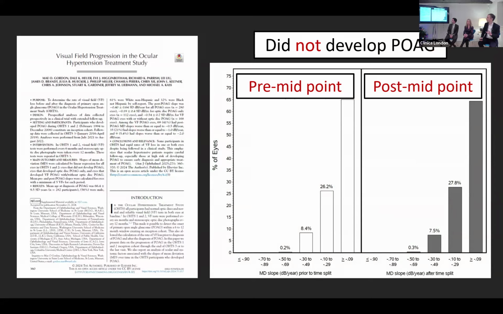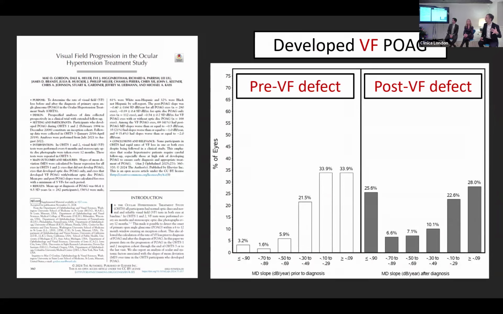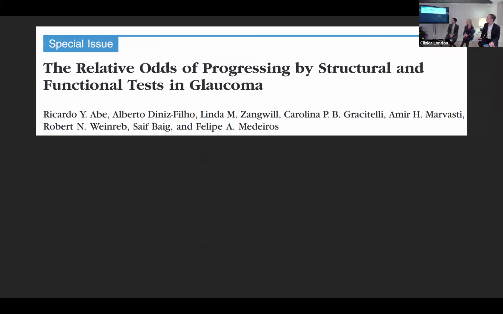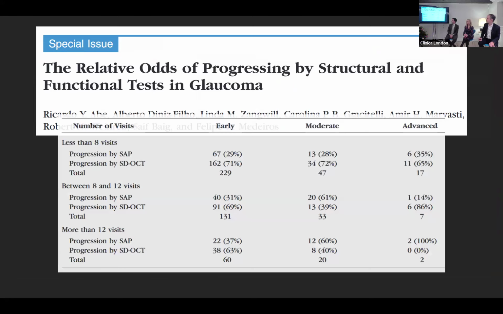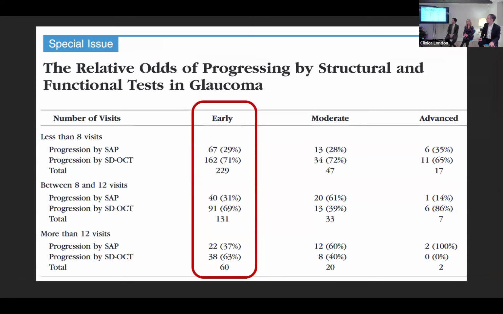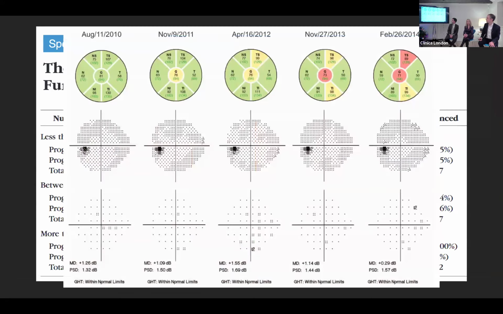You can look at visual fields. In the interest of time, I won't talk about this, but visual fields, even when they're normal, if you look over time, you could see some subtle changes. But really, the king is OCT for looking at earlier changes. This was a nice study that showed it, that actually in early stage disease, you're very much more likely to pick up progression on the OCT.